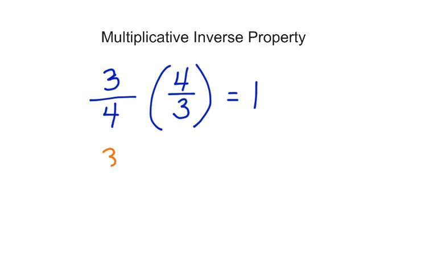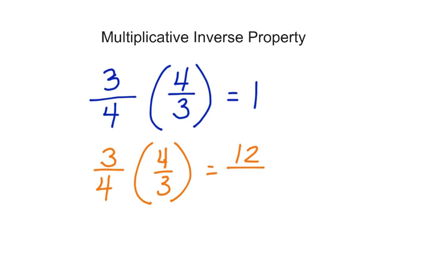One is I can multiply across. 3/4, let's write that again, times 4/3. I can go 3 times 4 is equal to 12. 4 times 3 is equal to 12. 12 over 12 is equal to 1. Or I can cross cancel. These cancel to 1s. These cancel to 1s. And again, my answer is still 1.